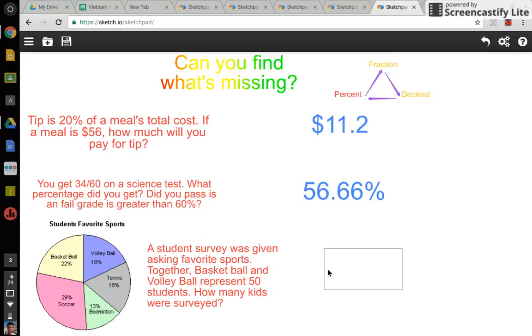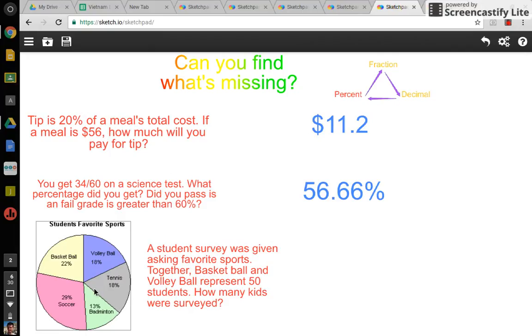Okay. Our last problem is a little bit trickier. It's asking us to look at a circle graph. You'll notice on the circle graph that we have different sports, and you'll also notice that by each sport there is a percent. This is also called a pie chart. Now it's telling us that together basketball and volleyball represent 50 students, not percent, 50 students. So how many kids were surveyed? It's asking us all together, how many kids were surveyed?